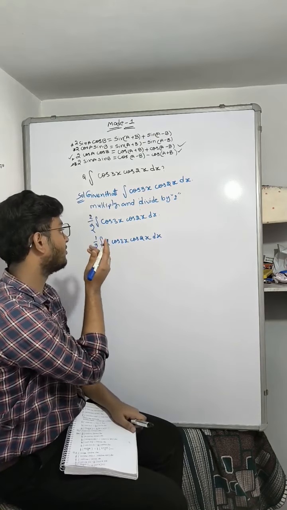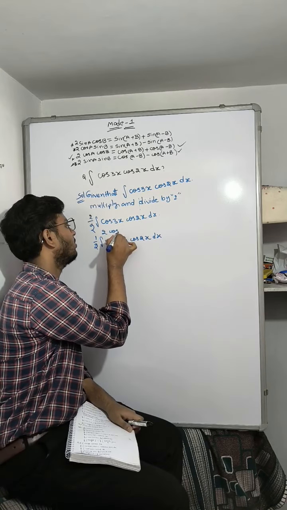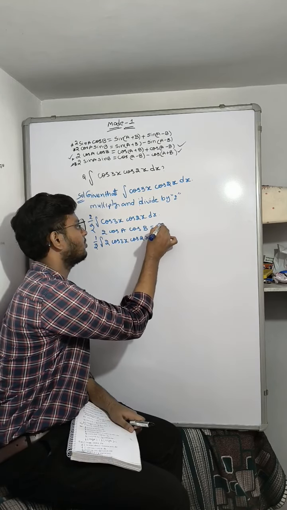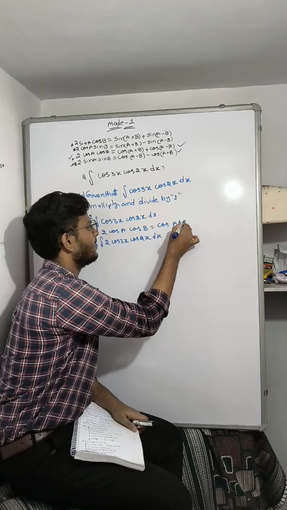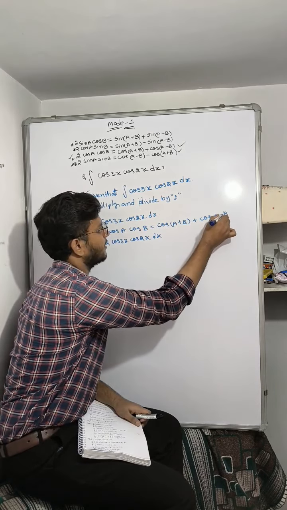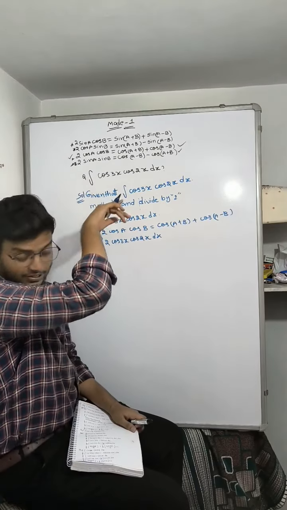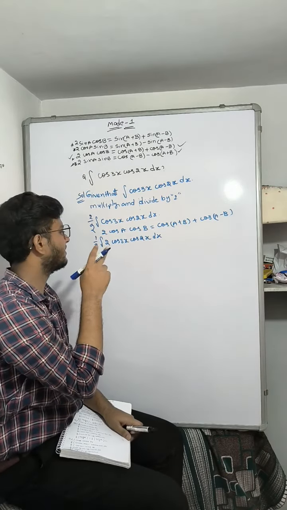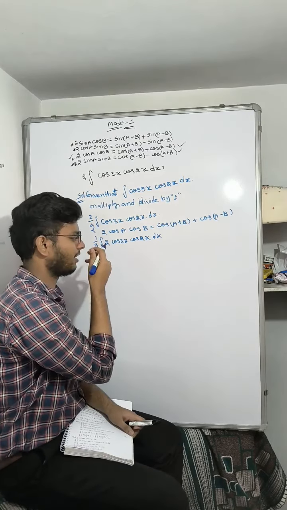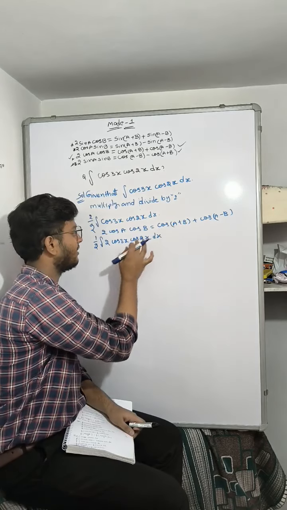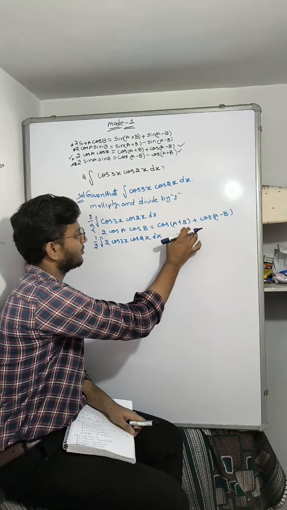We have to compare with the formula: 2 cos A cos B is equal to cos A plus B plus cos A minus B. Okay, we already said this in previous videos. Please go and see that video and come here, you can understand easily. Now we have to convert this form to this form.